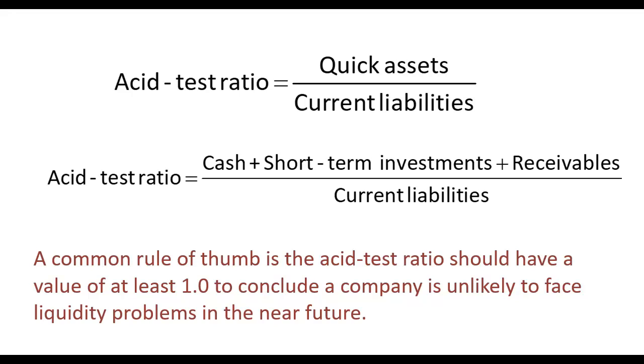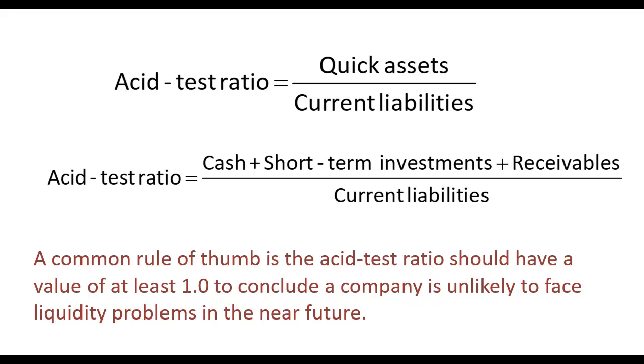Liquidity is the ability of a company to pay its current liabilities. One measure of liquidity is the acid test ratio. It differs from the current ratio that you learned in Chapter 3 by excluding less liquid current assets such as inventory, supplies, and other prepaid expenses.